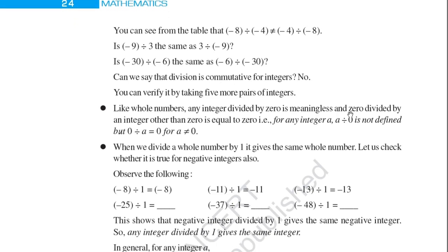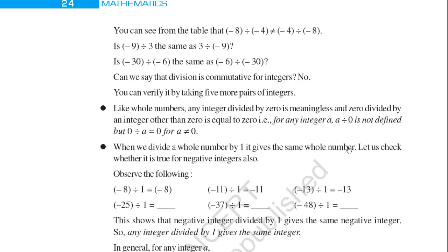0 divided by an integer other than 0 is equal to 0. That is, for any integer a, a divided by 0 is not defined, but 0 divided by a is equal to 0 for a not equal to 0, because the denominator should not be 0. When we divide a whole number by 1, it gives the same whole number. So 100 upon 1 will be 100.